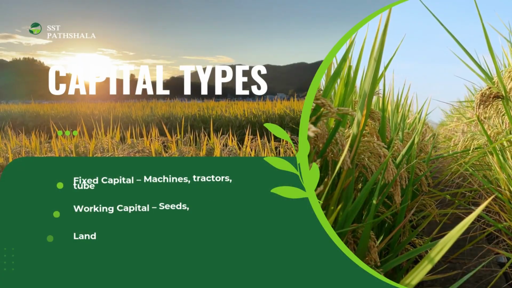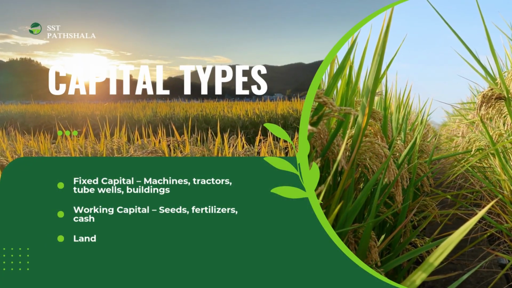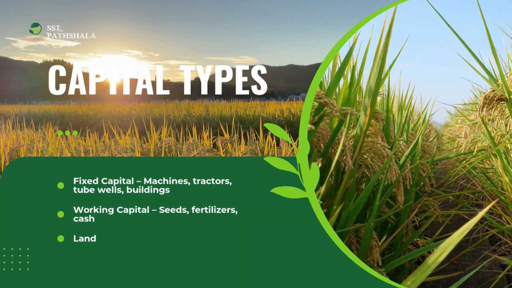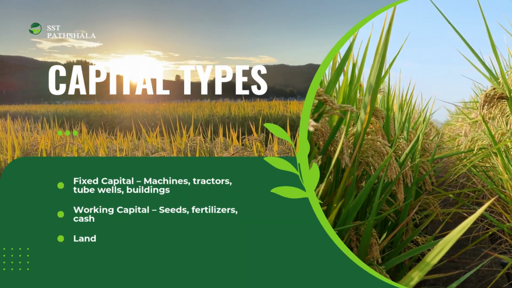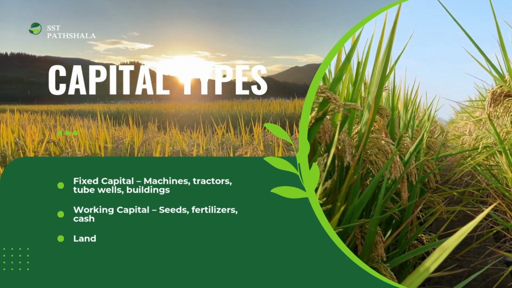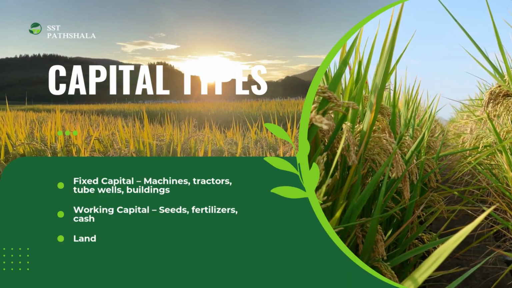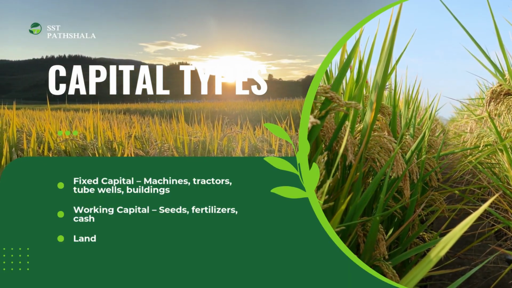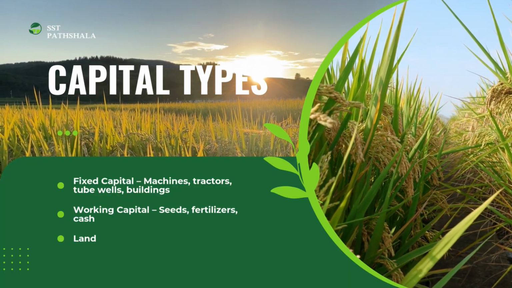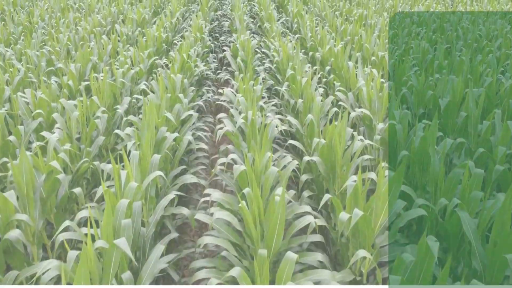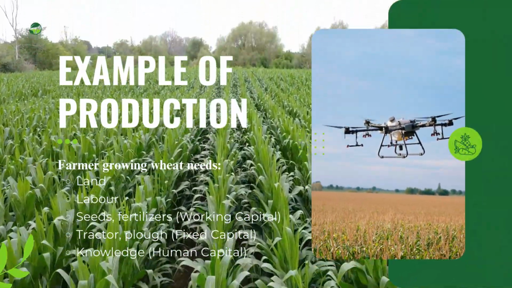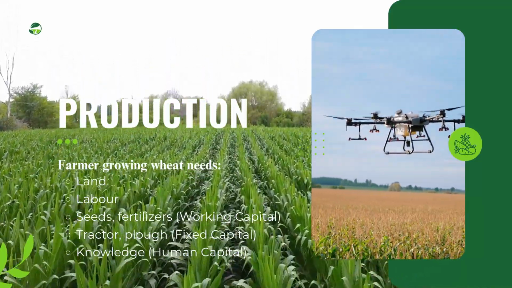Now the third is physical capital. This includes fixed capital like tools, machines, and buildings. They can be used for many years. And the second is working capital like raw material and money in hand. They are used up in the process of production. The fourth is human capital, the knowledge and skill needed to organize land, labor, and capital effectively. So without these four, production is not possible.